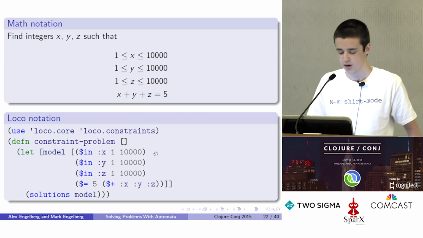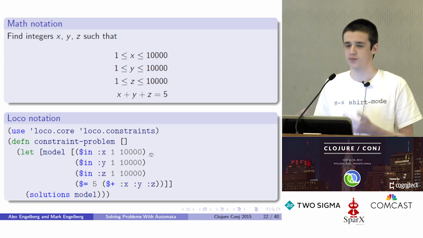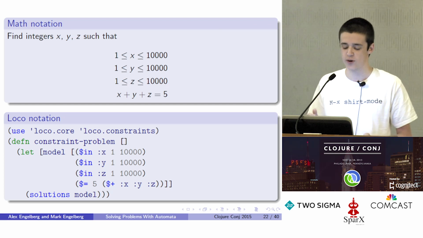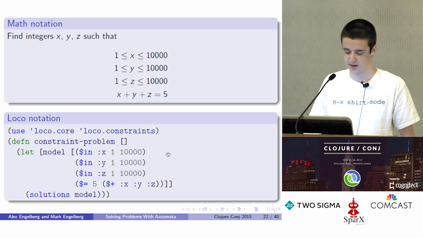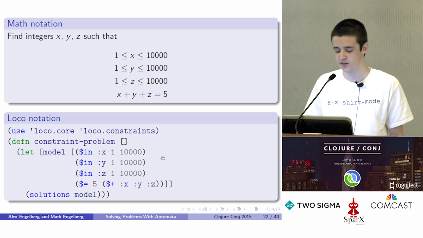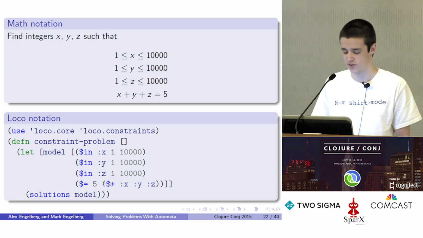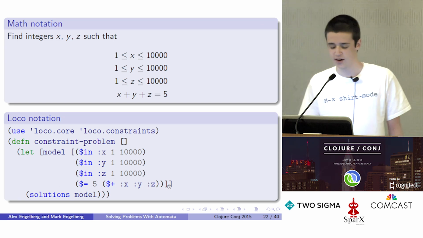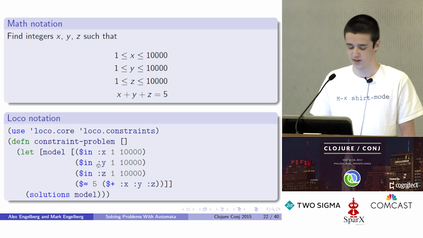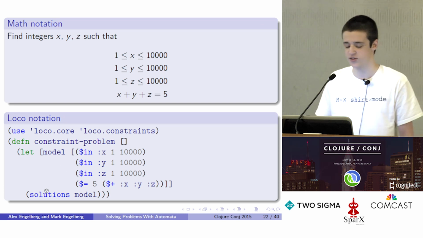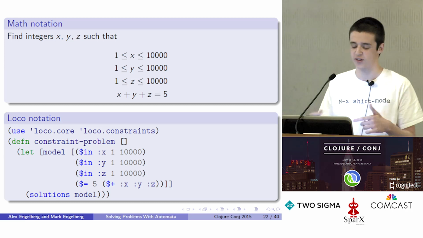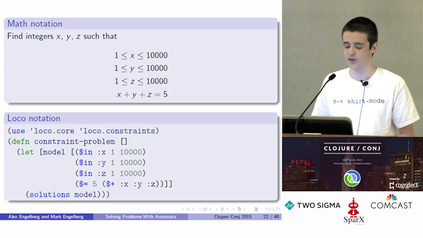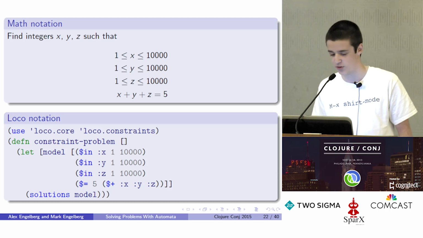Here, I'm creating a constraint model, which is a vector or a sequence of constraints that I've constructed in a Loco namespace. Here I'm saying x, y, and z are in 1 to 10,000. And I have my constraint here, which is just elegant prefix notation that we all know and like. I can pass this model to a function called solutions, which consumes that constraint structure and gives you all the solutions. Or if I wanted one solution, I just say solution, singular, and that would also work.